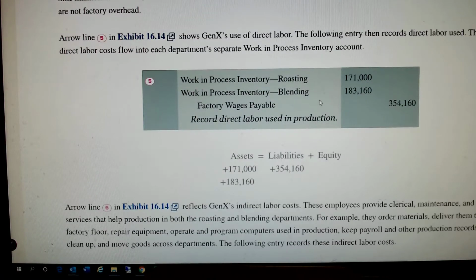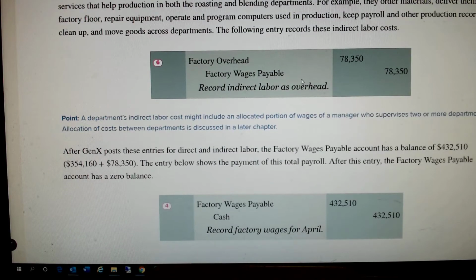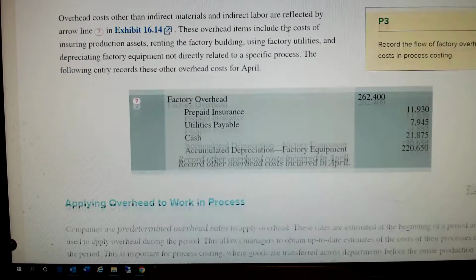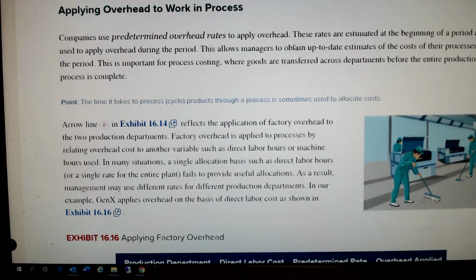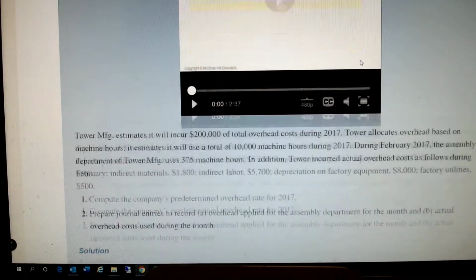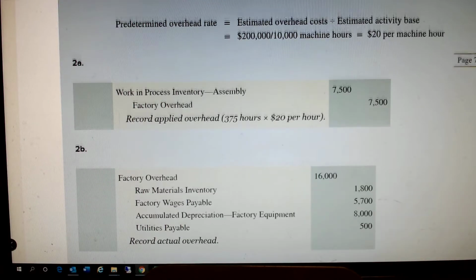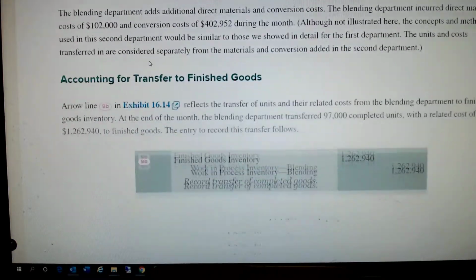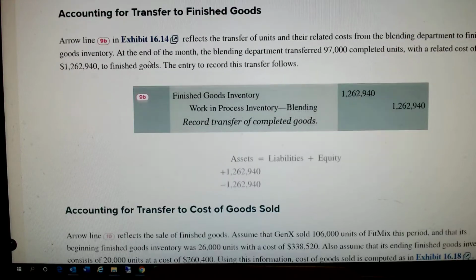Labor costs will no longer just be debited to one work in process account. It's multiple work in process accounts. Indirect labor, same entry. Paying wages, same entry. Accumulating factory overhead, same entry. Assigning factory overhead, again, multiple work in process entries. The only difference is that we have multiple work in process entries. No entries on transfers across departments, and we didn't go that far into it.